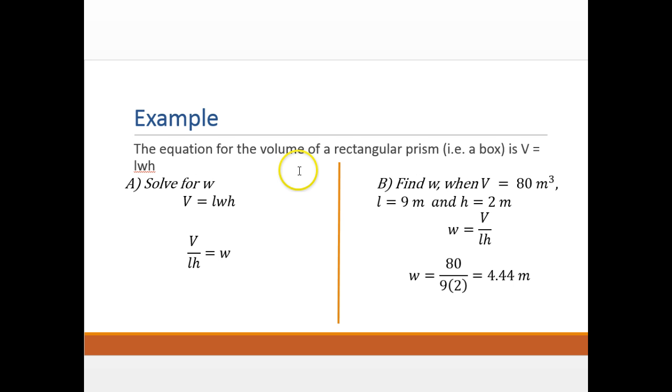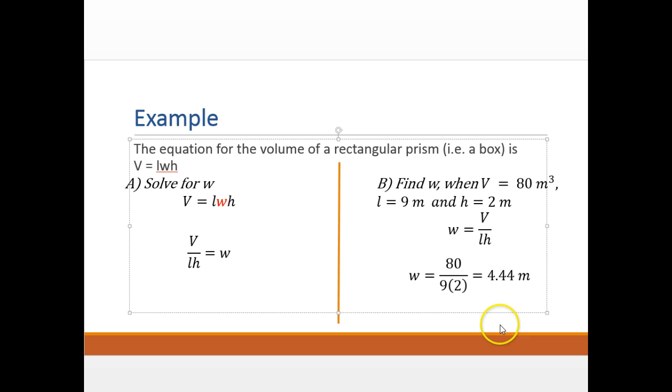Let's see how this works. The equation for the volume of a rectangular prism is V equals LWH, so volume equals length times width times height. Well, if I want to solve this equation for W, then V equals length times width times height, I really want to treat the W by itself. So I want to get it by itself. To get it by itself, I have to get rid of the L and H on the right-hand side, and they're being multiplied by the W, so we have to do the opposite. So I'm going to divide both sides by LH. So W equals V divided by LH.